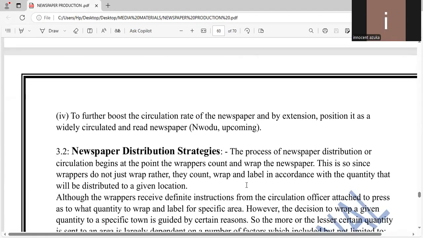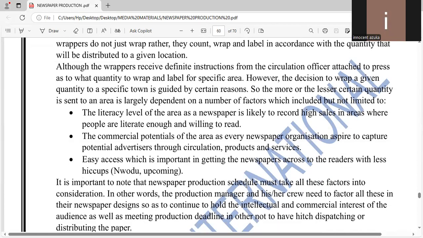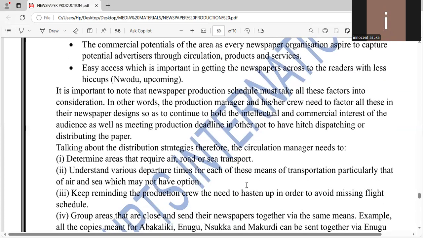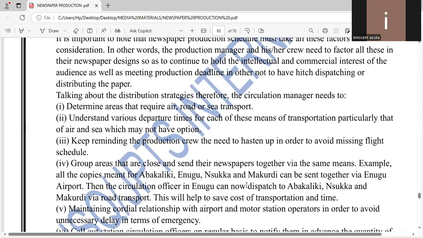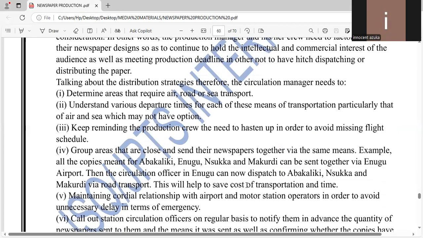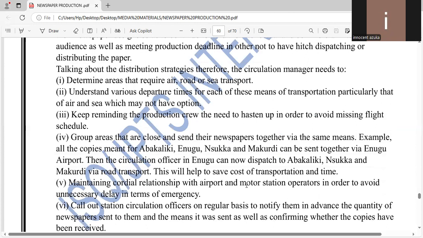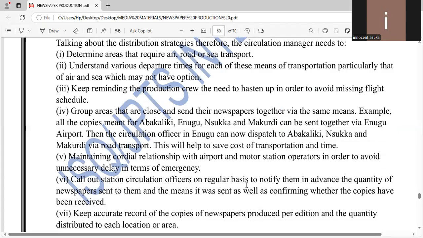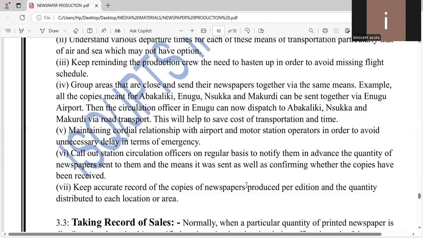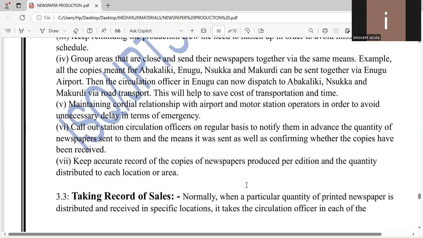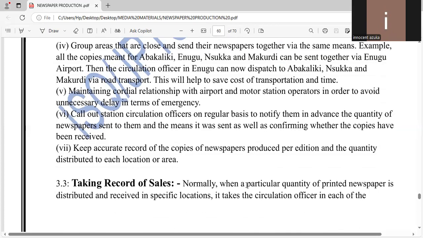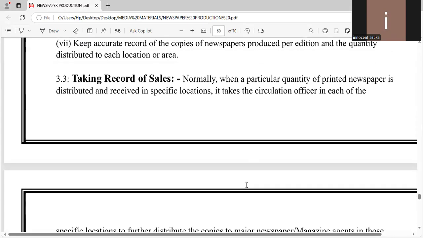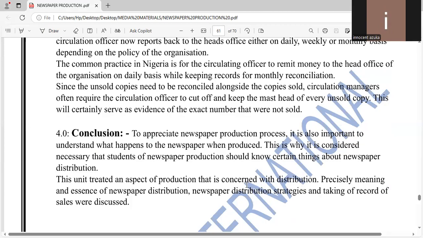So there are strategies in distributing, and these are the strategies as you see below. You must determine the areas. There is departure time; keep reminding the production crew. Maintain a cordial relationship. You call out stations and circulation officers, you keep accurate records, and you must take records of sales. Very, very important.